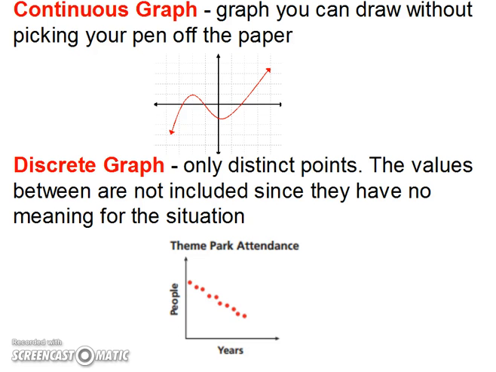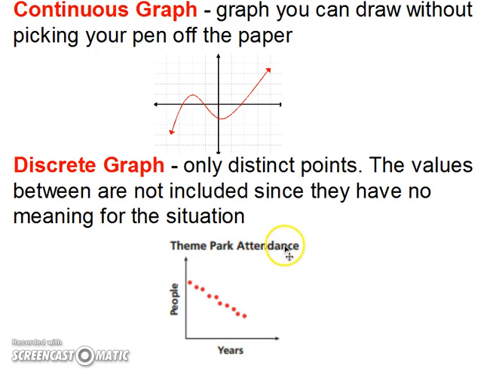All right, let's look at a couple vocabulary words before we continue. A continuous graph is a graph you can draw without picking your pen off of the paper. So it's continuous. It doesn't stop. A discrete graph is only distinct points. The values between are not included since they have no meaning for the situation.